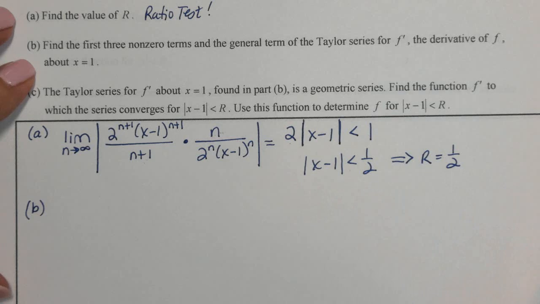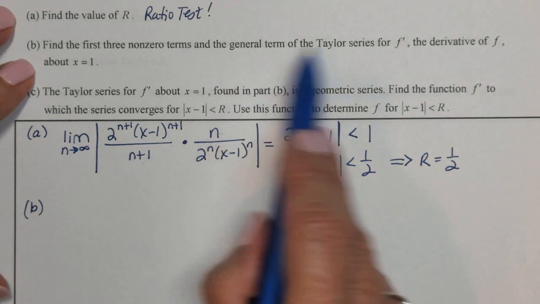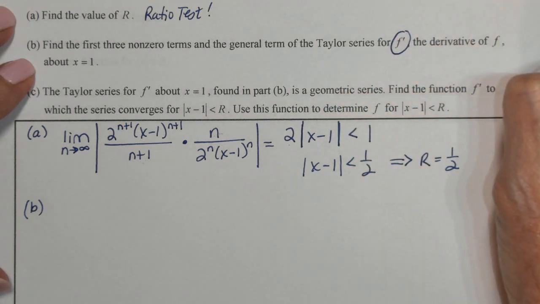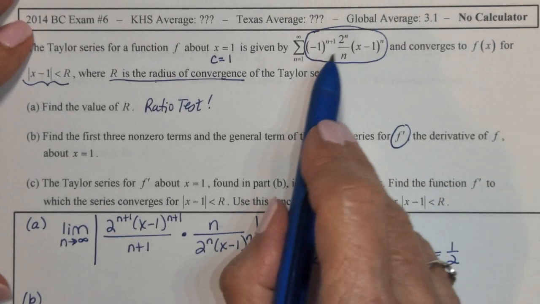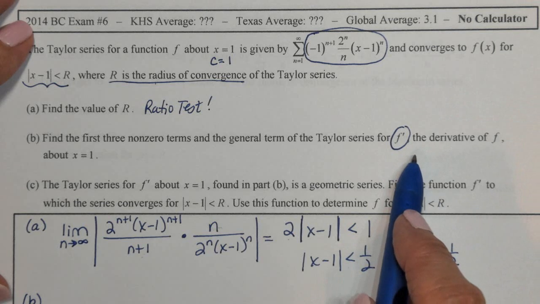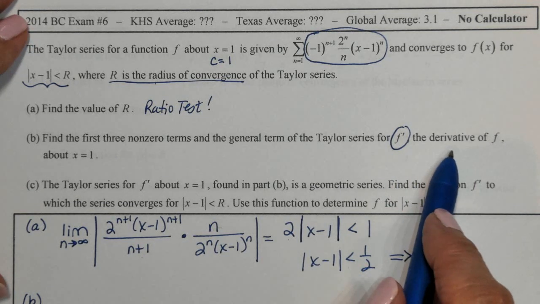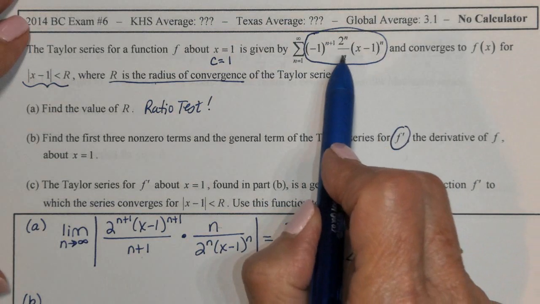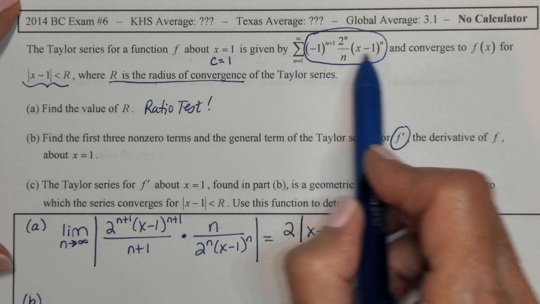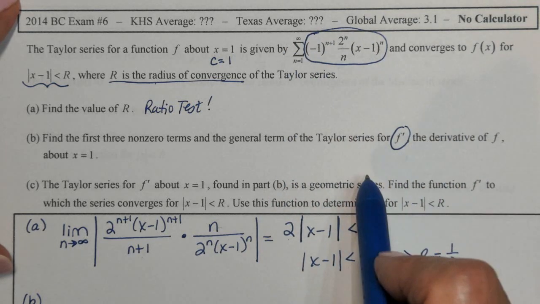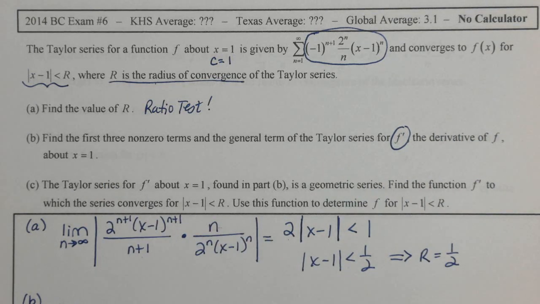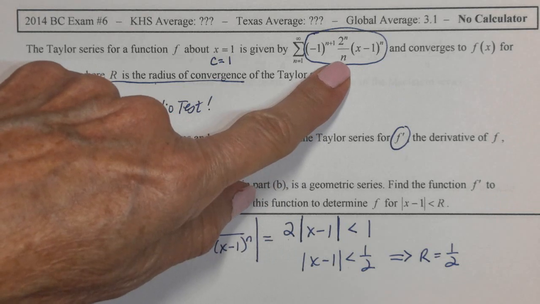Find the first 3 non-zero terms and the general term of the Taylor series for f prime, the derivative of f. So this is the series for f. I need the series for f prime. So I'm going to be taking some derivatives. Now, lots of times in these problems, they say the general term, but they also write out terms. They did not do that this time. And since I need to take the derivative and I need to get the first 3 non-zero terms, I have to write out some terms of this.